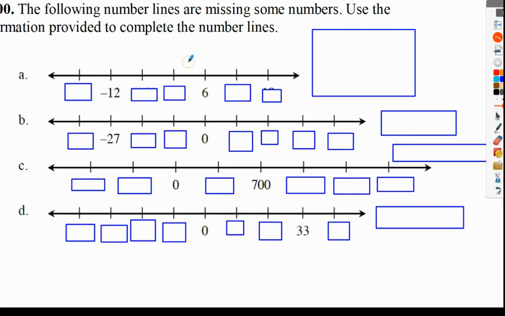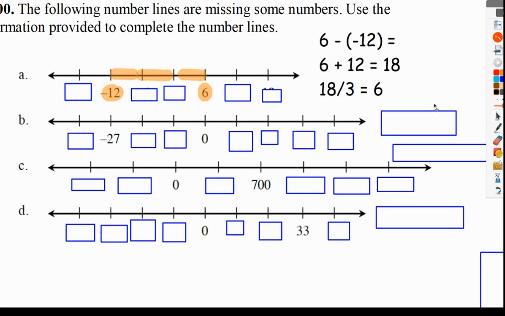Here you have to, again, show your work and then complete your number lines. For the work, we can see that this is negative 12 and this is 6, which means the difference between them is 18 units. We have to divide that 18 units by 3 sections or 3 spaces. So 18 divided by 3 means we're going up by 6s. One way you could show that is 6 minus negative 12. If you did a keep, change, that's the same as 6 plus 12. There's our 18 units, and if we divide by 3 sections, we get a difference of 6. So then that tells us our missing values.